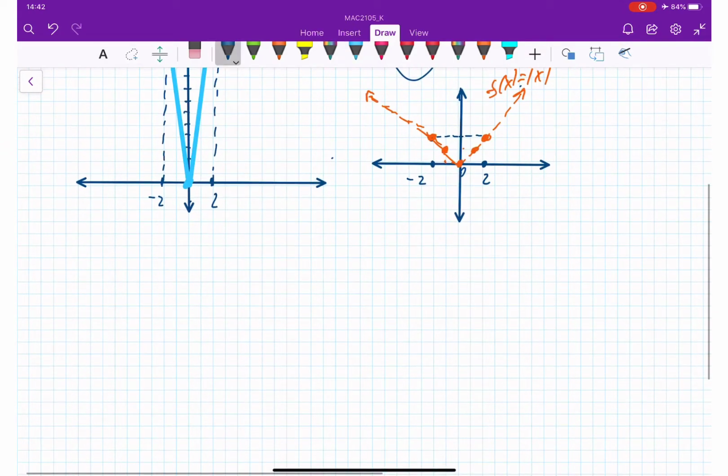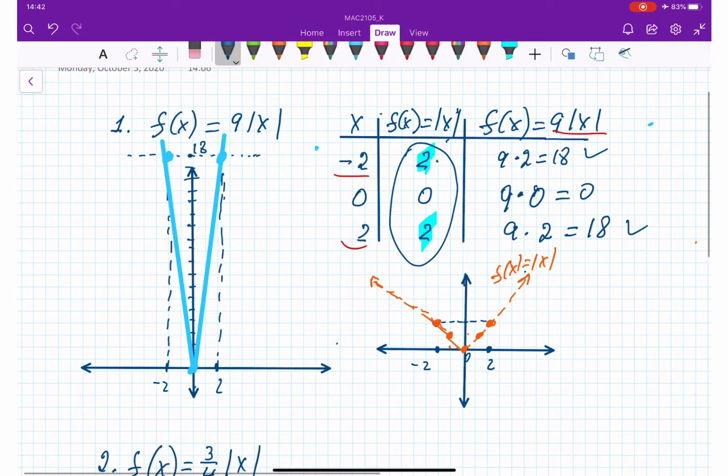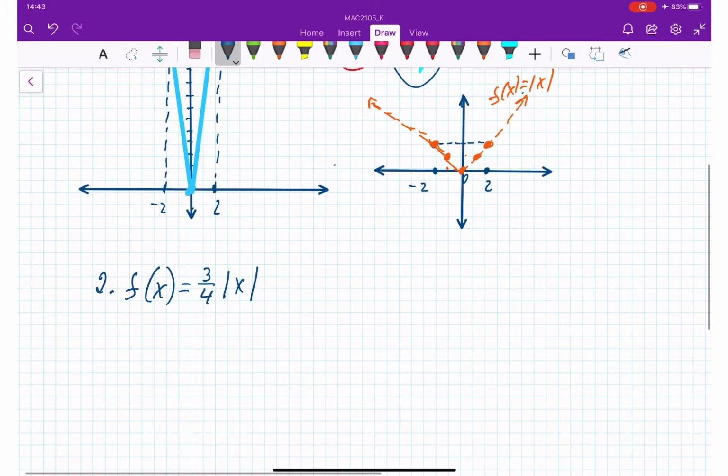F of x, question number 2. We have f of x is equal 3 over 4 absolute value of x. Since we already know the shape, if you see the absolute value of x, if it goes close to y, it's shrinking towards y, then 3/4 is going to be stretching, right? Let's see what we have.